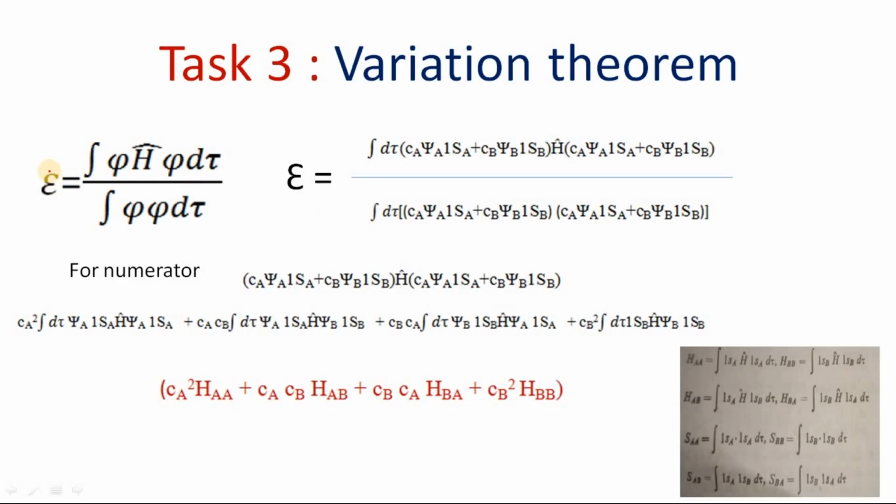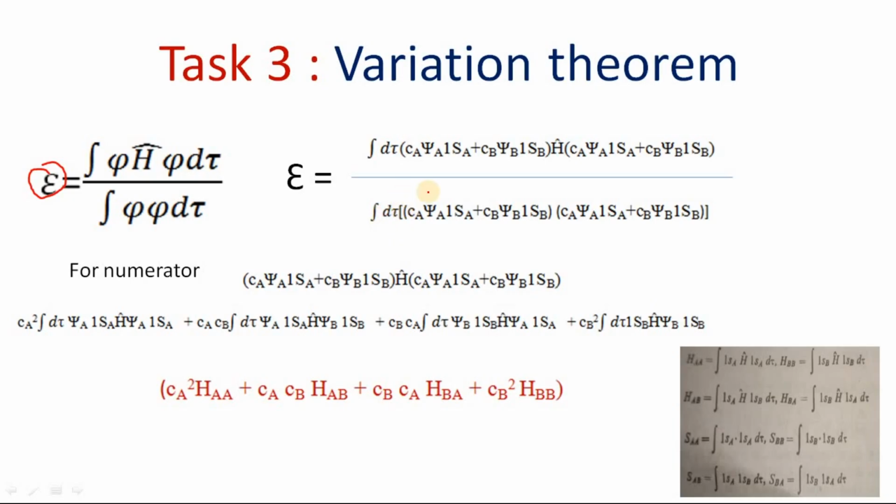This is the variation theorem. If you want to calculate the energy E, then you have to put the trial wave function, also operating on the Hamiltonian, in all given space. If it is not normalized, we need to normalize by the denominator. Now in place of phi, we put our trial wave function, that is Ca psi 1sA plus Cb psi 1sB, and H operating on Ca psi 1sA plus Cb psi 1sB. This is our numerator, followed by the denominator for normalizing purposes.